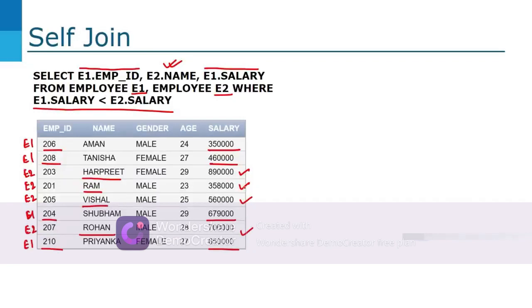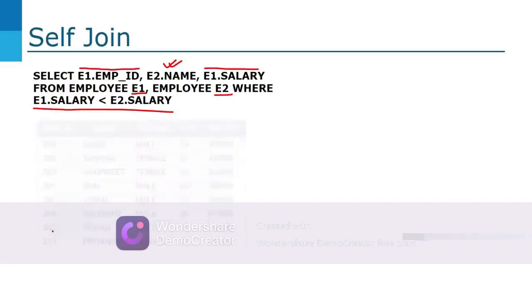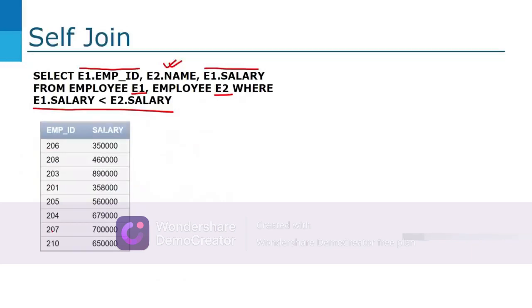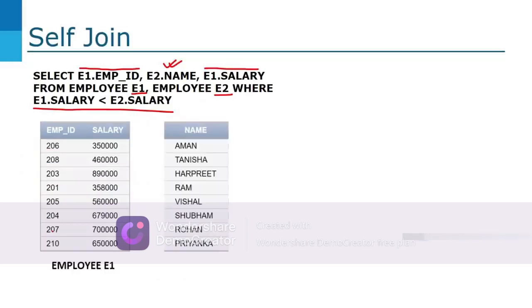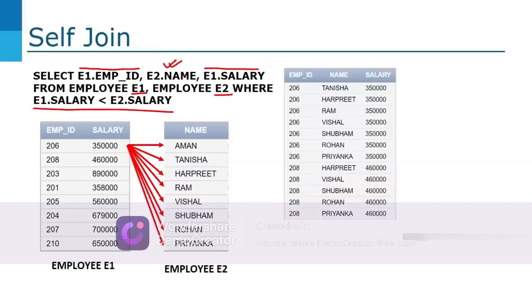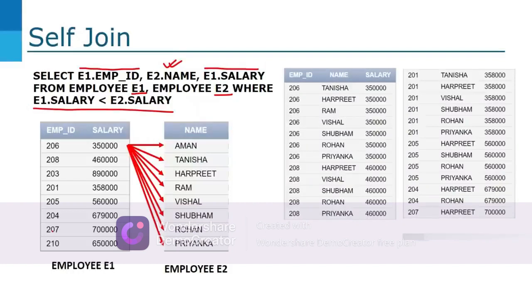So let's see what we have come up with. Now, if you look here, I have created one emp ID and salary for employee 1 and only the name from employee 2. Now, all the rows from each of the tables will get multiplied with each of the rows from the other table. And this will give me an output of something like this.